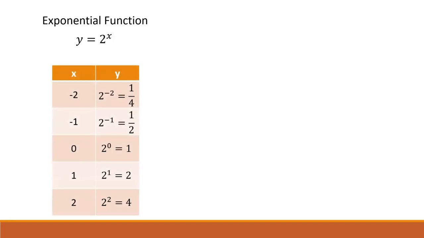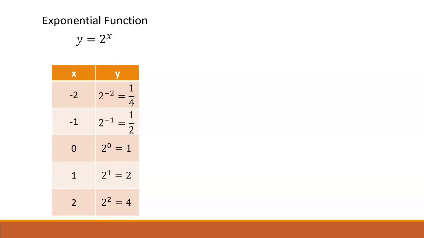So let's take a look at an exponential function and see how it's related to its logarithmic inverse. For the function y equals 2 to the x, let's take a look at some xy pairs that make that equation true. When x is negative 2, y is 2 to the negative 2, which is 1/4. When x is negative 1, y is 2 to the negative first, which is 1/2. When x is 0, y is 2 to the 0, which is 1. When x is 1, y is 2 to the first, which is 2. And when x is 2, y is 2 to the second power, which is 4.